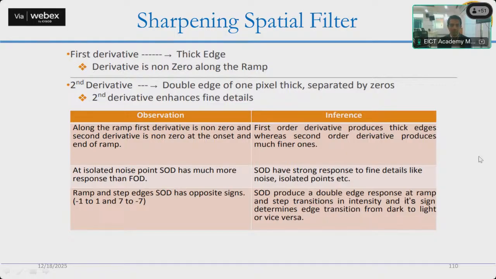Right. So, any question regarding what we have discussed about spatial filtering?